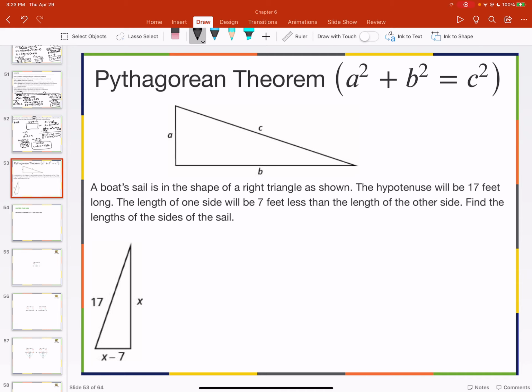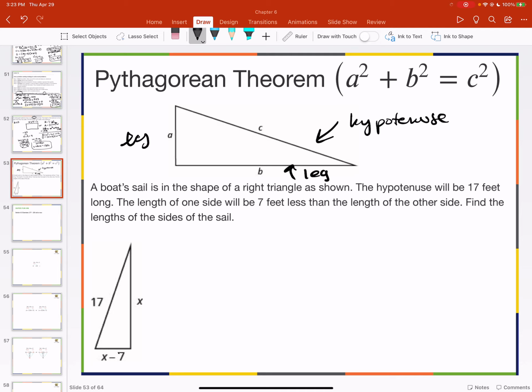Anyway, remember, this is the leg. This is considered a leg as well. And the longest side is called the hypotenuse. So let's look at this example. A boat sail is in the shape of a right triangle. The hypotenuse is 17 feet long. The length of one side will be 7 feet less than the length of the other side. So we labeled the other side x, and the one side will be x minus 7. Find the lengths of the sides of the sail.